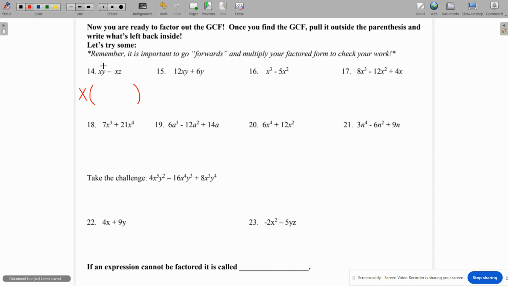So since you're starting with a binomial, you'll have a binomial inside the parentheses. X times what is xy? That's going to be y. X times what is negative xz? That's going to be minus z.